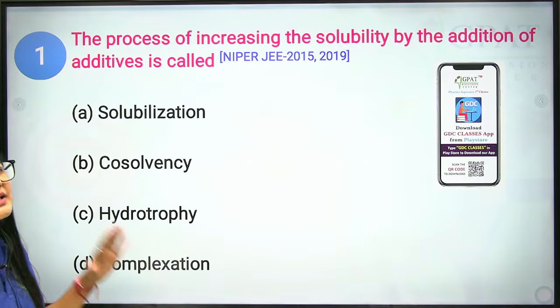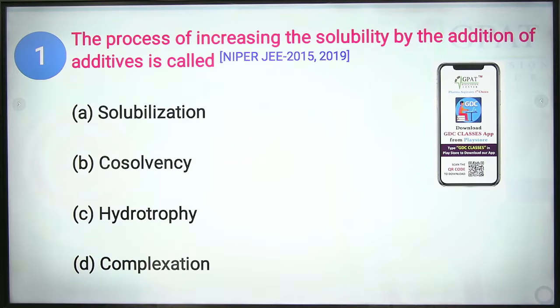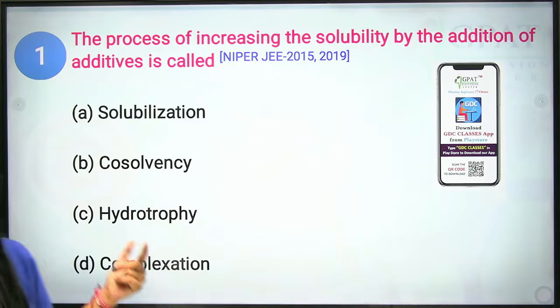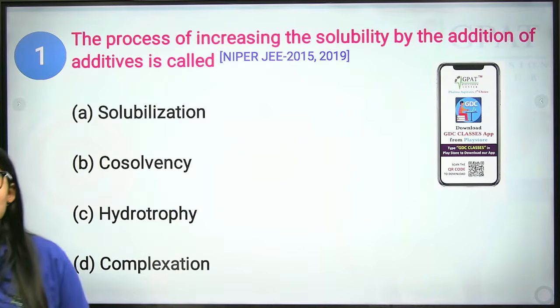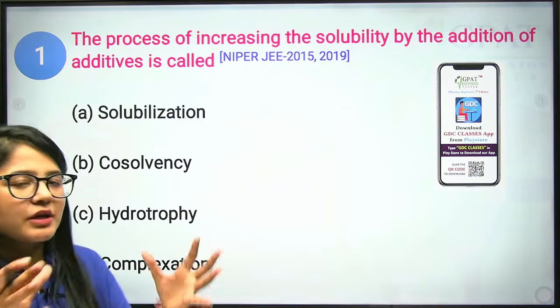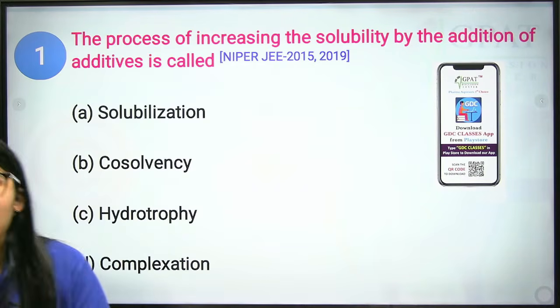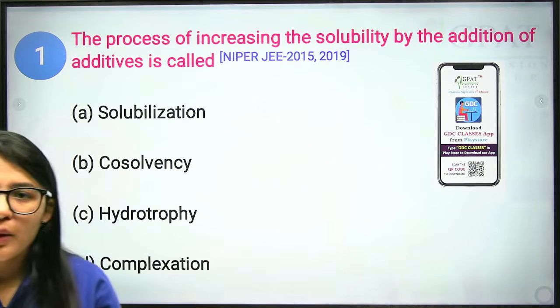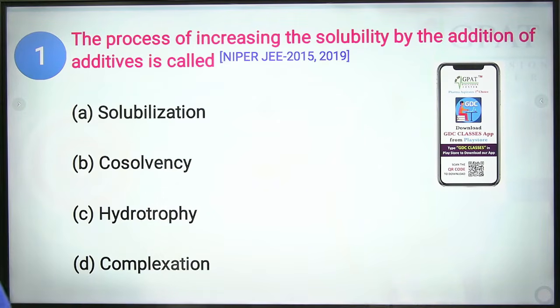In both the years the same question has come with the same topic, the process of increasing the solubility by addition of additives. First option says solubilization. What is solubilization? Increasing solubility by using surfactants, or we can say micelles, is known as solubilization. Clear? It uses soap or detergents to dissolve oil. Clear? Next we have co-solvency.